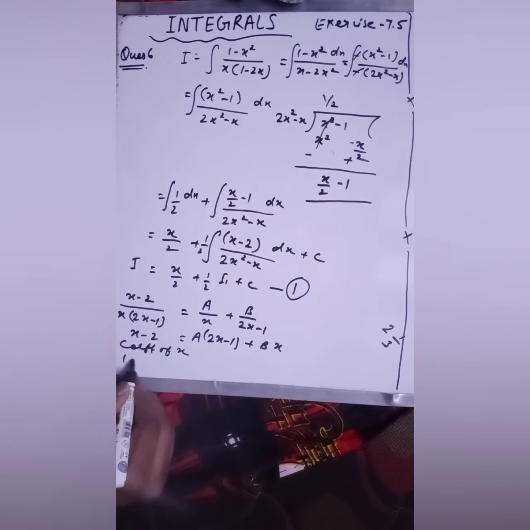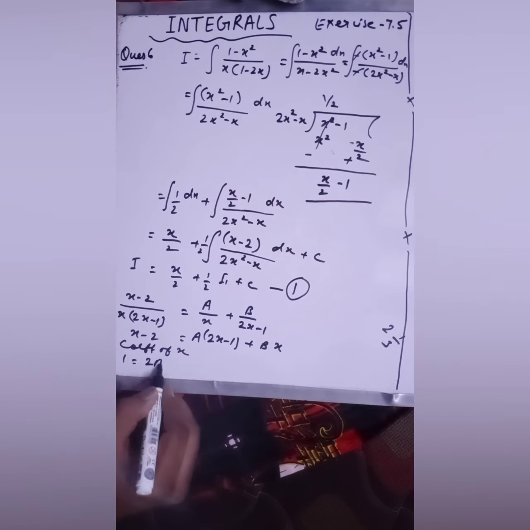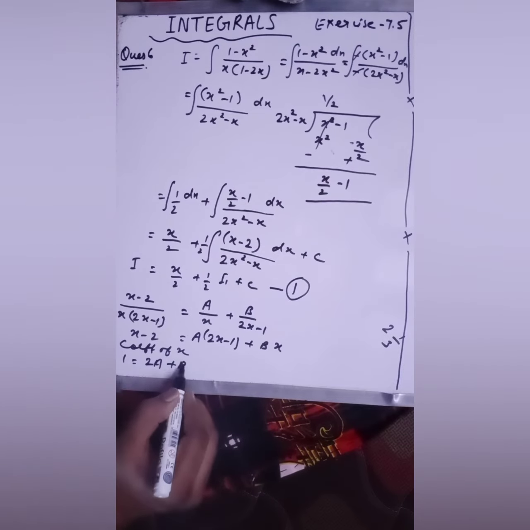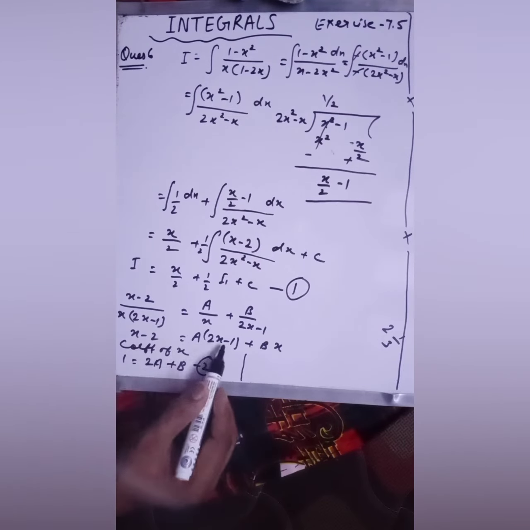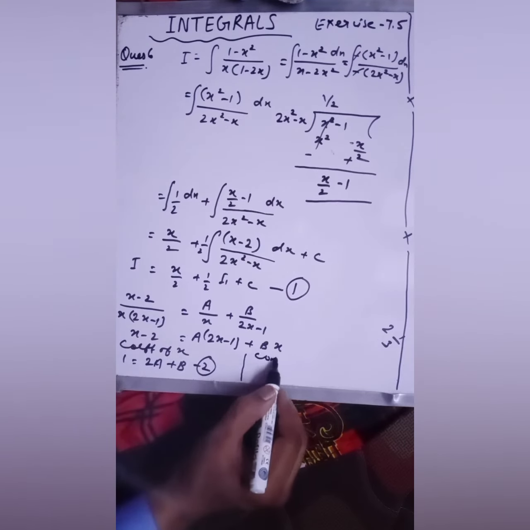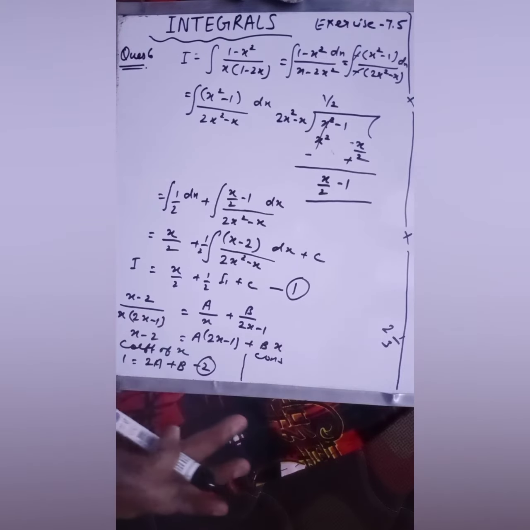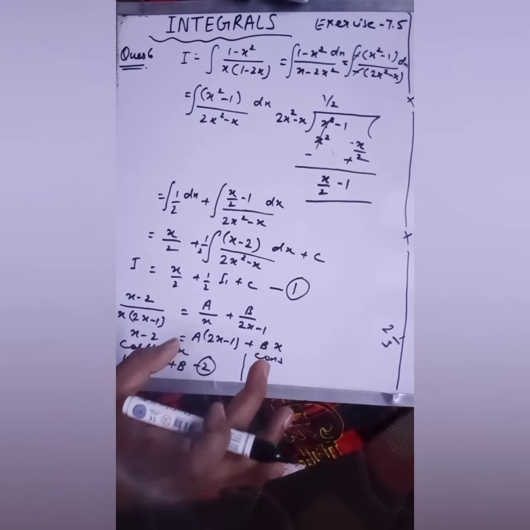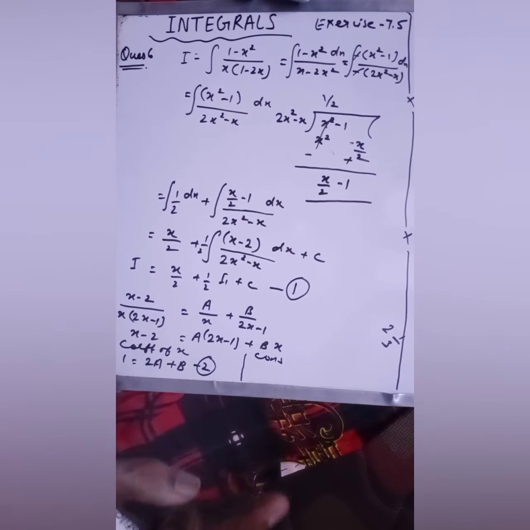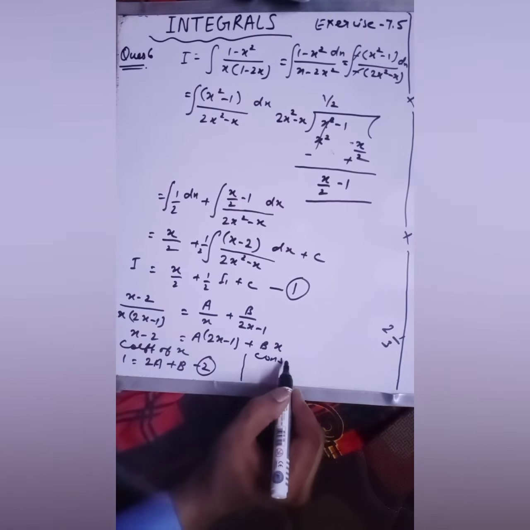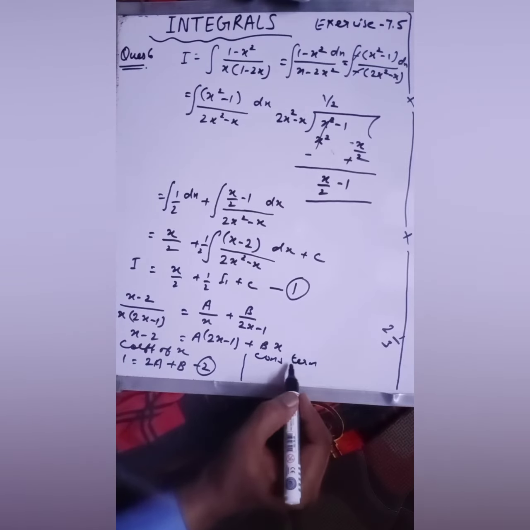So this would be 1 is equals to 2a plus b. So this is your equation number 2. And from here now we are comparing the constant term both sides, and this way I know you can solve. The same technique you have to apply here, which you have used in question number 1, 2 and 3. Okay, so constant term I'm comparing.